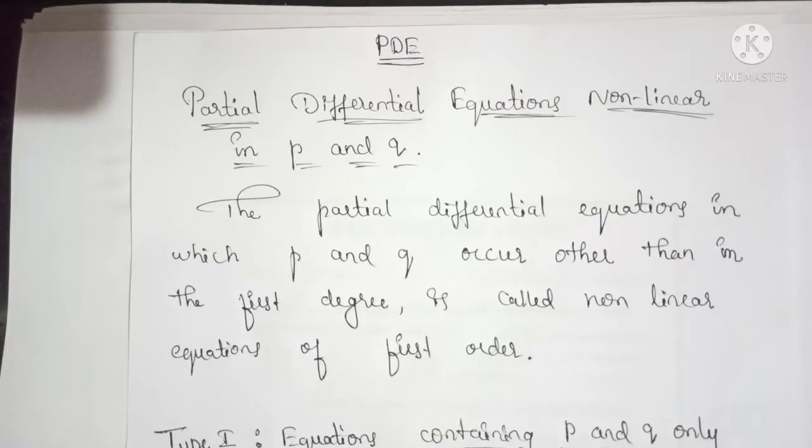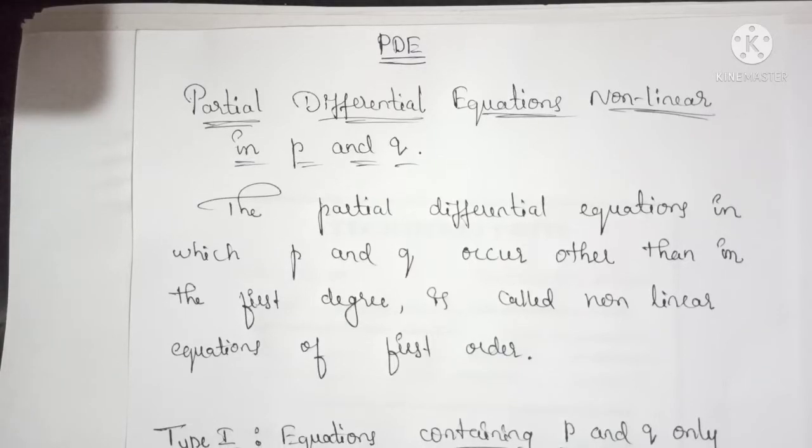So now we are going to solve the non-linear PDE in P and Q. Remember that in the non-linear PDE, the degrees of P and Q are other than 1, and definitely they are of first order. Now, in this non-linear PDE we have 4 different forms. So let us see them one by one.